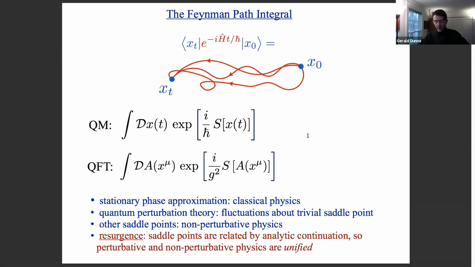And the idea in resurgence is that if you had a satisfactory definition of this functional integral, and I'll say exactly what I mean by satisfactory in a little bit, the implication of that would be that the different saddle points would be related by some form of analytic continuation, which has the immediate consequence that perturbative methods and non-perturbative methods would be unified and connected. And everybody already knows that there's some connection between perturbative methods and non-perturbative physics, but it turns out it's actually much deeper than you might expect.